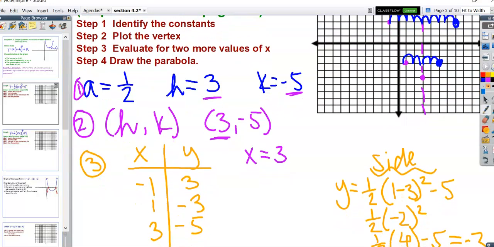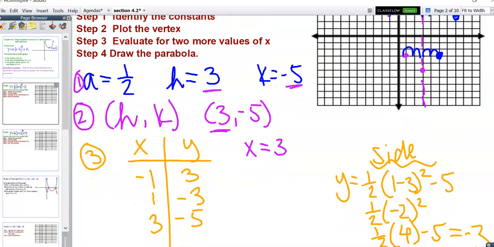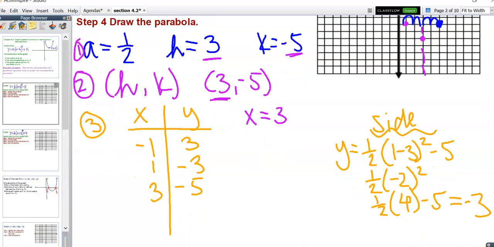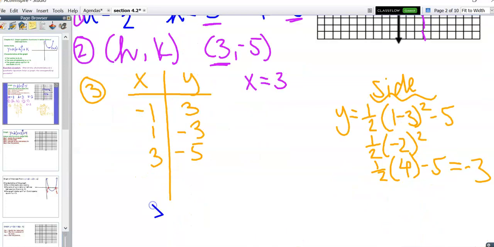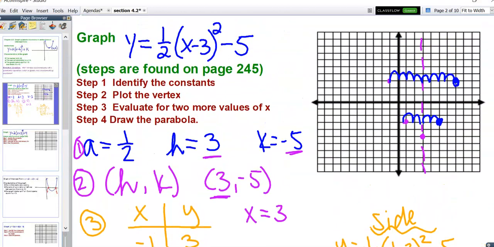And on my table, I can include those points. So we should have 5, -3. Then we should have 7, 3. And the last step, connect your points.